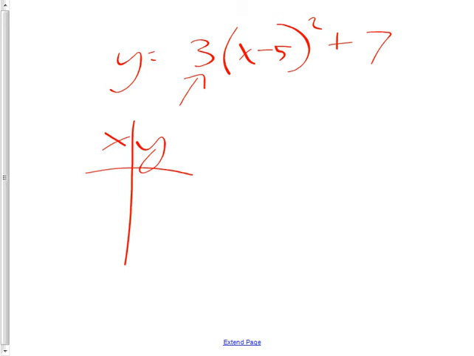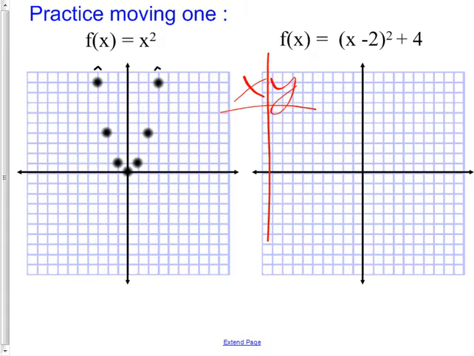And you say, okay, what could X be? I can pick anything I want to, so I'll pick 4 for X. Put in a 4 here. 4 minus 5 is -1. -1 squared is 1. 1 times 3 is 3. Plus 7 is 10. Figure out some points. 4, 10 is on the graph. All right, so don't forget the XY chart option.